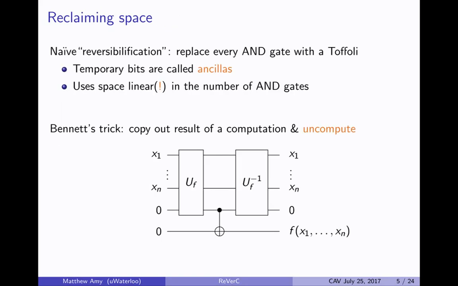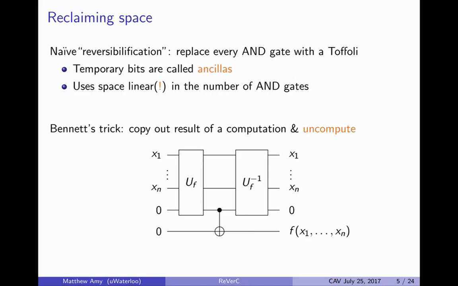So naively, if you have a classical circuit, you could make it reversible just by replacing all the AND gates with these Toffoli gates, using a new bit every time, and that's called using an ancilla in quantum computing. But the problem with this strategy is you use an amount of space that's linear in the number of AND gates. So time and space complexity collapse together, right? Which is not good.